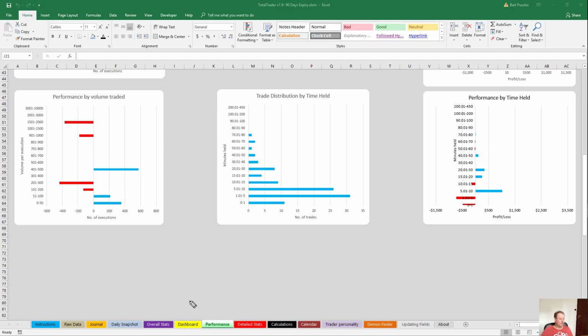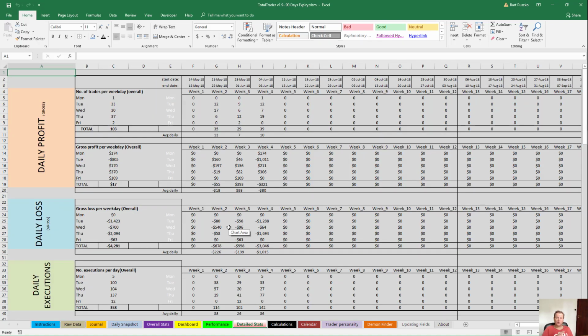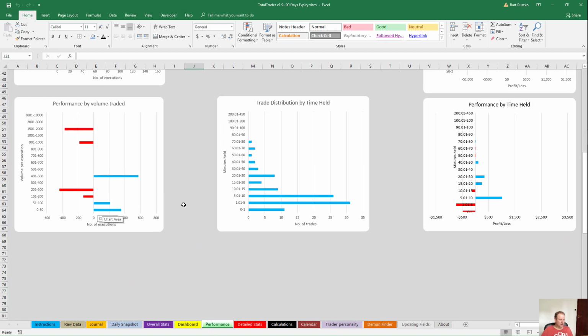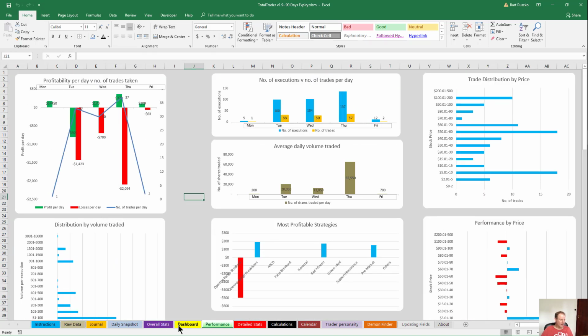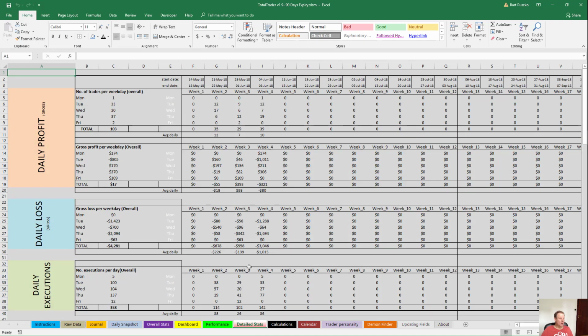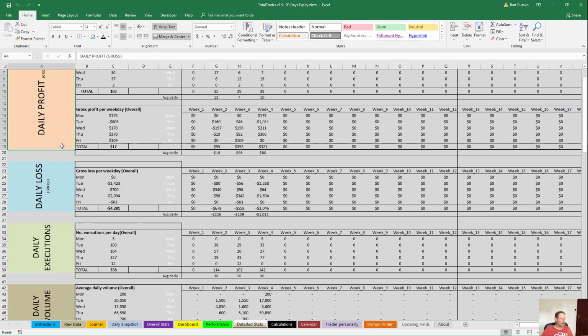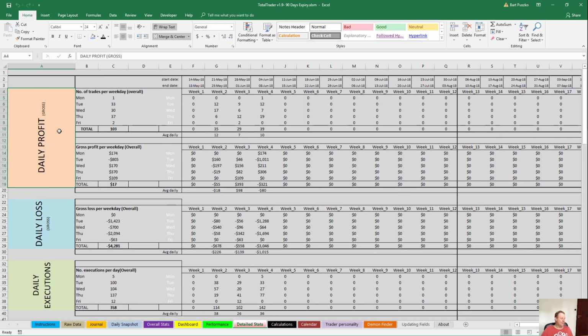So that is the performance tab, and then the last one in terms of metrics, detailed stats. So you don't need to do anything with this. This is really also used almost as a kind of raw data calculator for drawing a lot of these charts. But if you want to have a look at the raw numbers and you don't want to look at the charts, then you can quickly see there's really 3 sections or 4 sections.